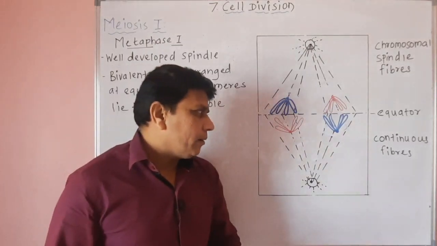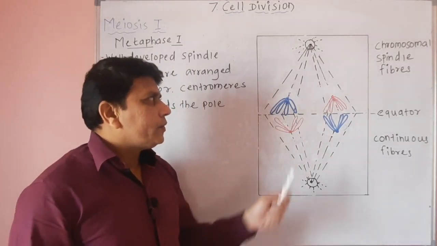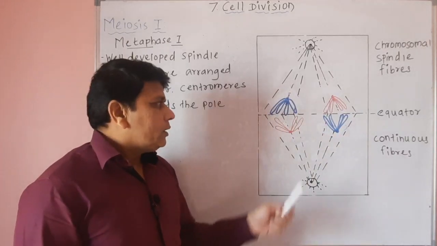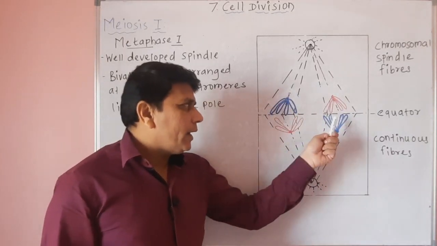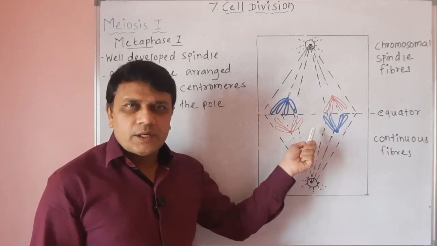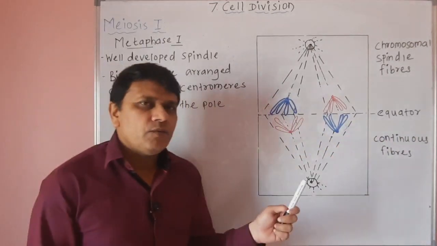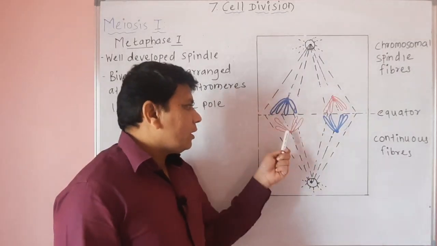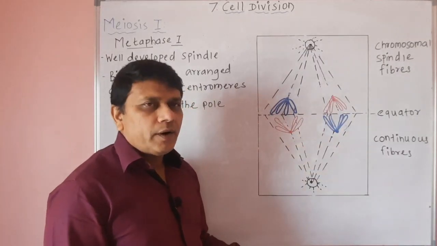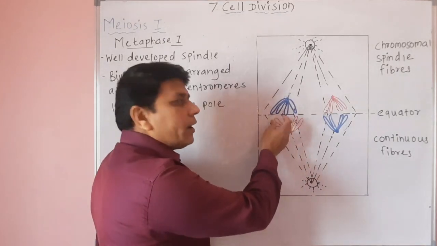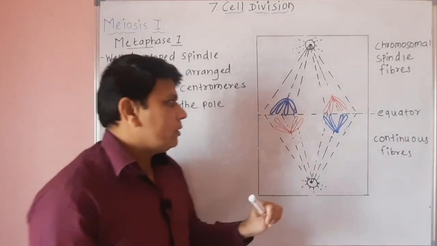Here in this diagram we can see metaphase I. The chromosomes get arranged at the center of the cell. It is called the equator. They are arranged in such a way that the centromere is away from the equator, while the chromatids are facing, or are near to, the equator.